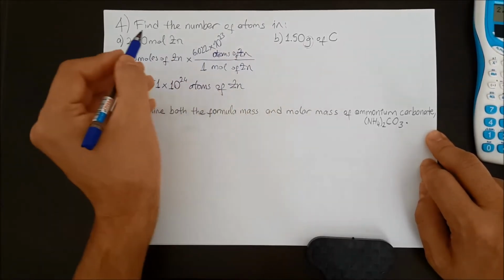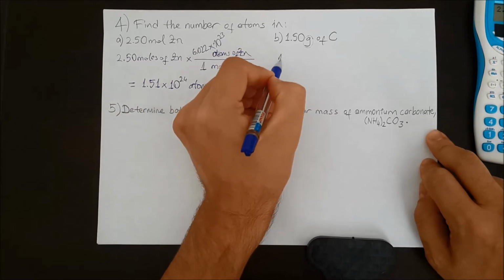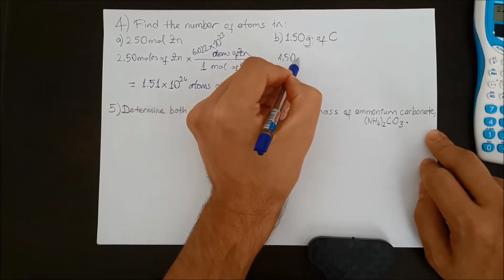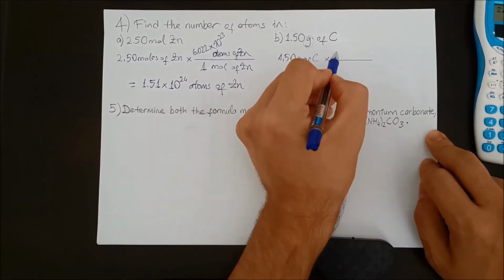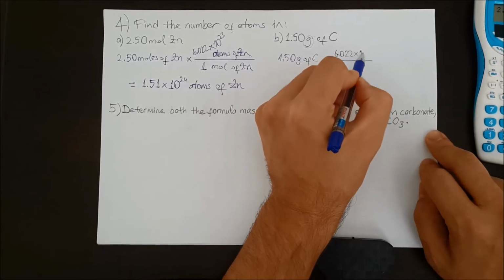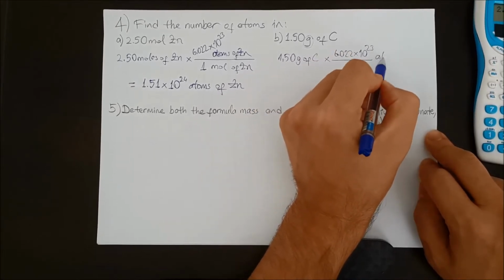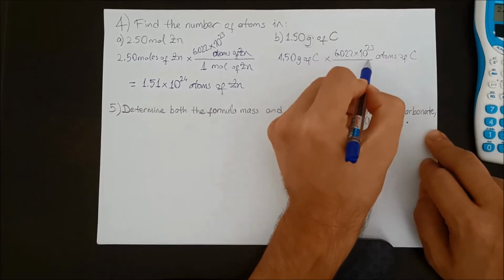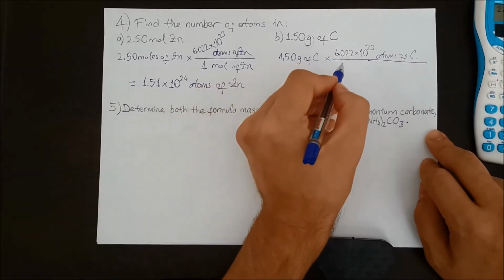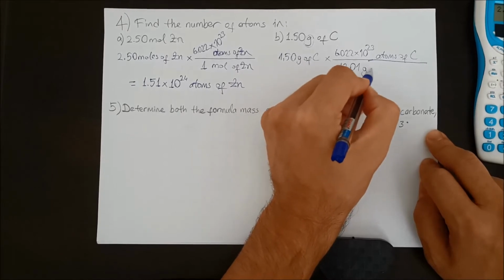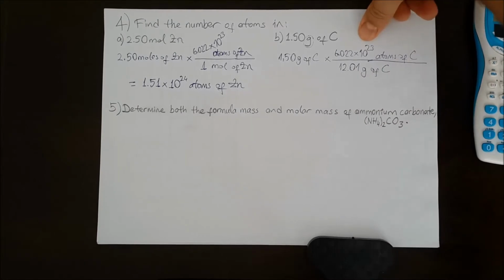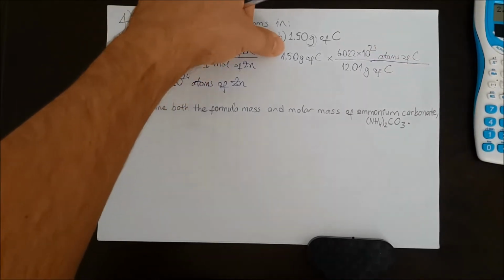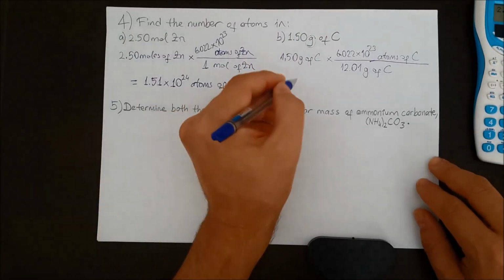So I'm going to start my solution with the given quantity: 1.50 grams of carbon times, look, 6.022 times 10 to the power 23 atoms of carbon. They make 12.01 grams of carbon. This mass of carbon contains this number of atoms of carbon. So I wonder, 1.50 grams of carbon contains how many atoms of carbon?